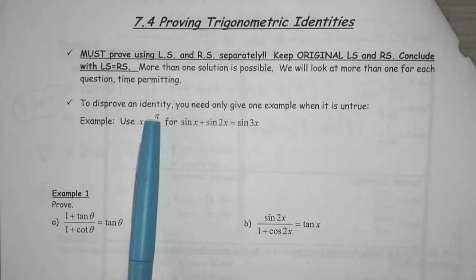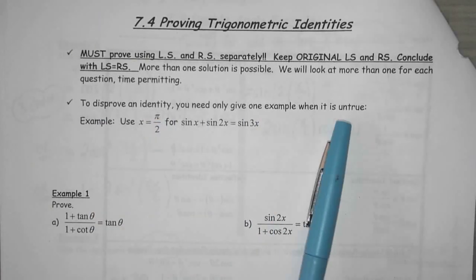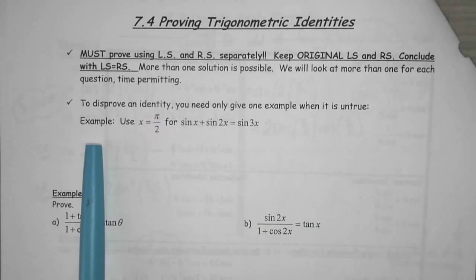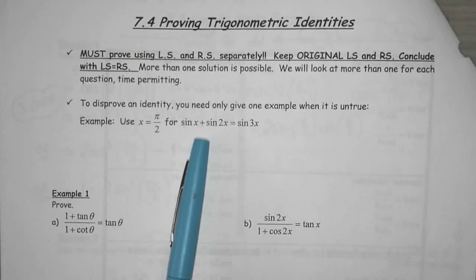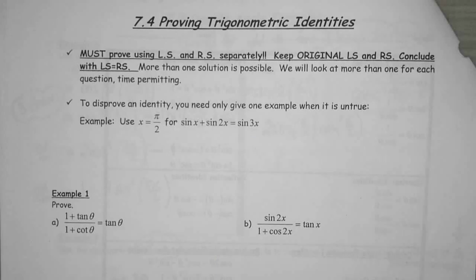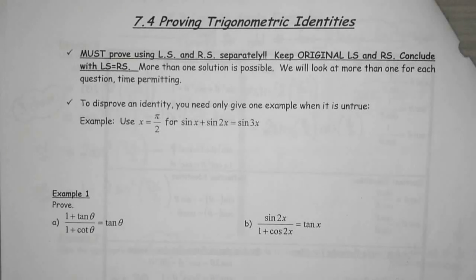To disprove an identity, you need only to give one example when it's untrue. Whenever you're disproving something and you want to say this doesn't equal, if you put in a value and left side doesn't equal right side, to disprove something, it's the easiest thing. You just say it didn't work once. To show something doesn't work, you just have to show me one time where that didn't work.